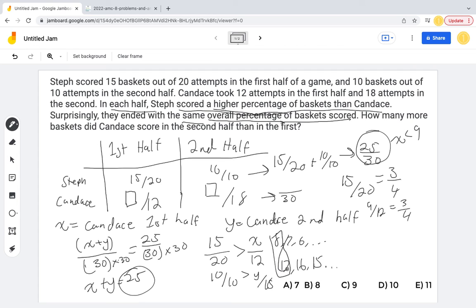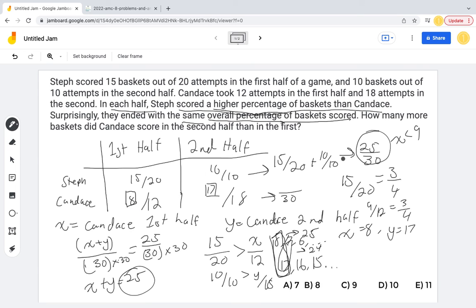For example, 7 plus 17 is 24, or 8 plus 16 is also 24. So 8 and 17 are the only two numbers that can add up to 25. So now we know that x must be equal to 8 and y must be equal to 17.